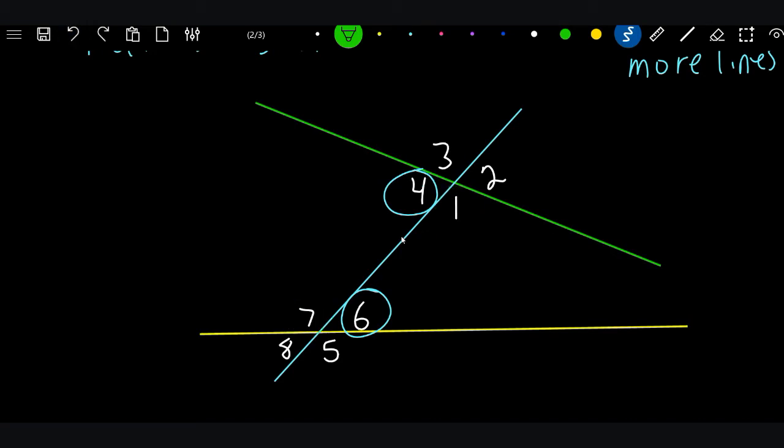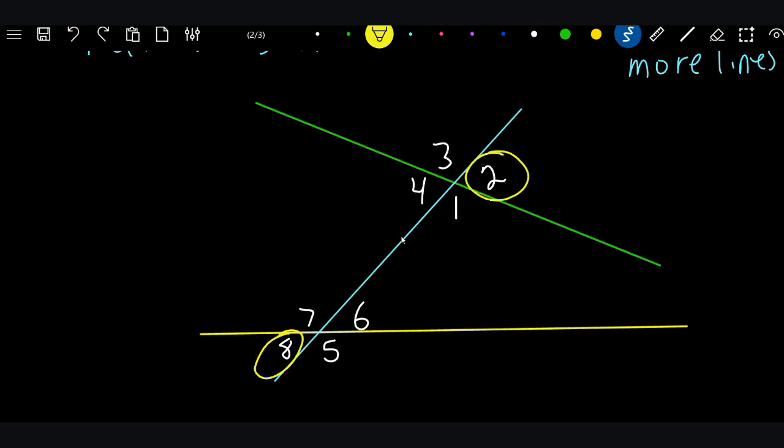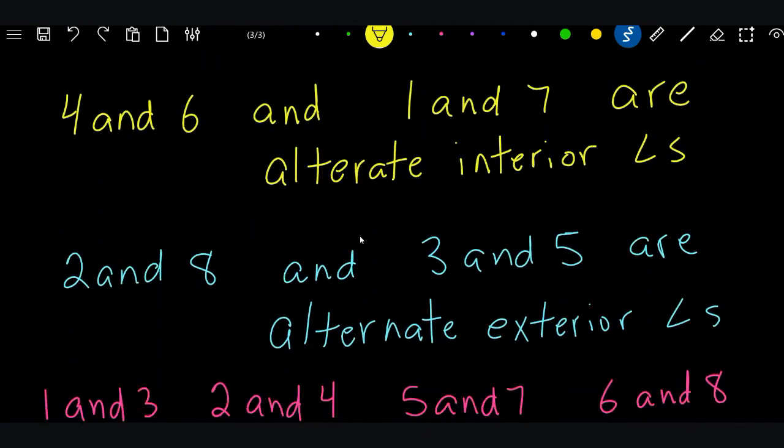All right. Well, that would mean then, by logical deduction, that 2 and 8 would be alternate exterior. Why? Because this is exterior, and they're on alternating sides of that transversal line. Well, then, of course, by deduction, we would know that 3 and 5 are also alternating exterior. So make sure you know those. Those are there in your book. So 2 and 8 and 3 and 5 are alternating exteriors. And that's on the bottom of page 67.